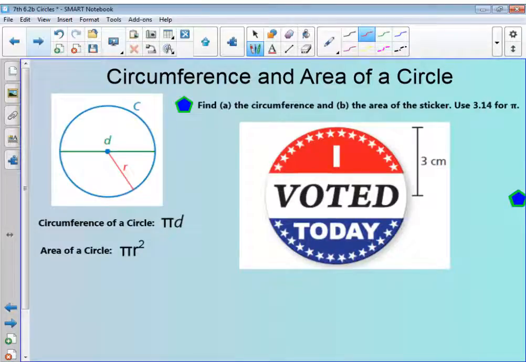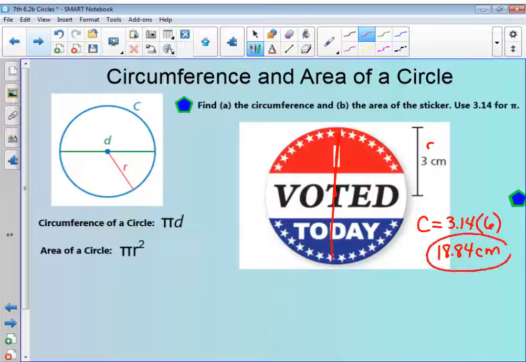They're telling us here that the radius, this would be our radius because it's only half the distance of that circle, is 3 centimeters. So the circumference equals pi, which is 3.14, times diameter. I need the diameter. If this is 3, then the whole distance is 6, so I'm going to go times 6. 3.14 times 6 gives me 18.84. The units were centimeters, and circumference you just leave as centimeters. You do not have a squared or a cubed on it, okay?